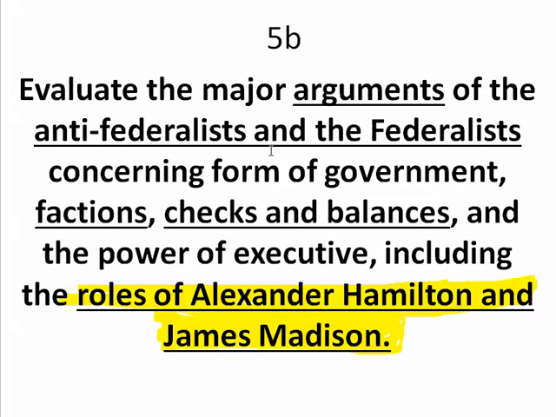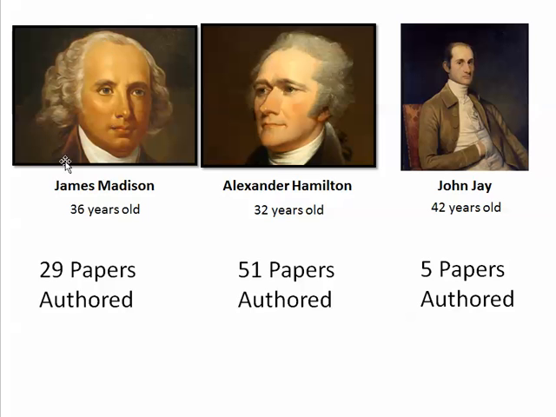Alright. The next step is to evaluate the arguments between Anti-Federalists and Federalists concerning the form of government. We're going to look down here at the role of Alexander Hamilton and James Madison. James Madison was 36, Alexander Hamilton was 32, and John Jay was 42.